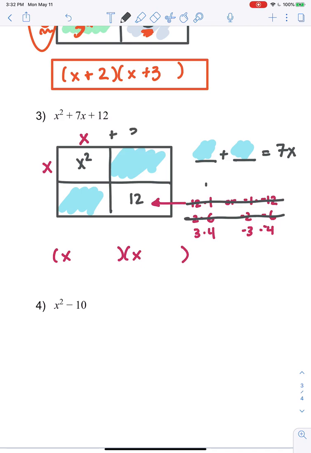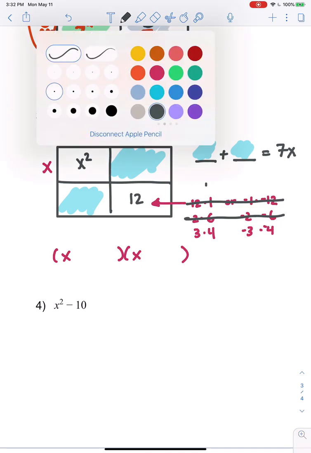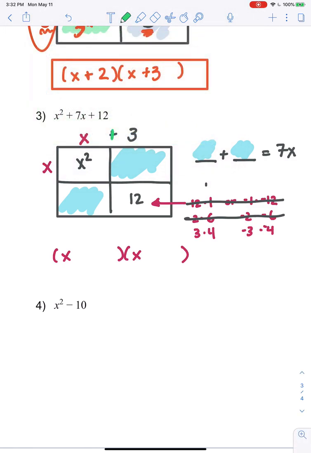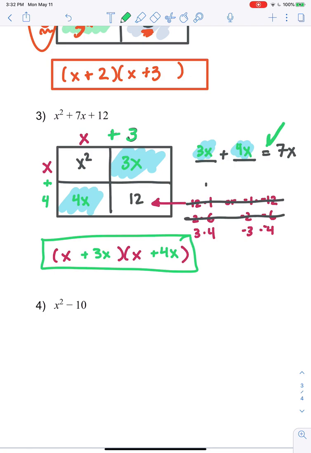So plus 3. Let's do this in a different color. Plus 3 plus 4. We'll get 4x here because 4 times x, and then 3x here because 3 times x. Now let's test it. Does 3x plus 4x equal 7x? Yep. Hooray. Success. So we have our factors.